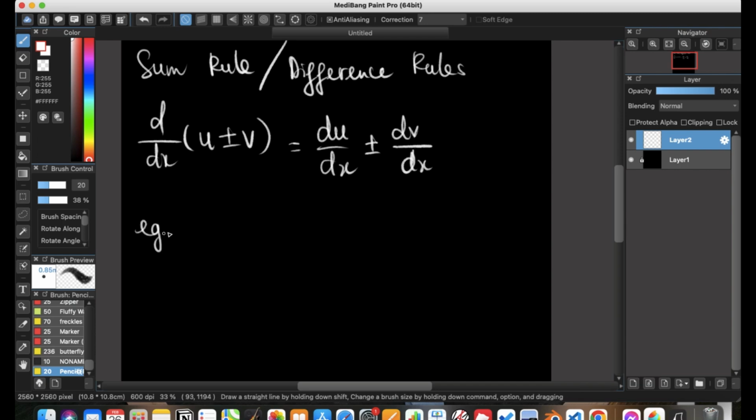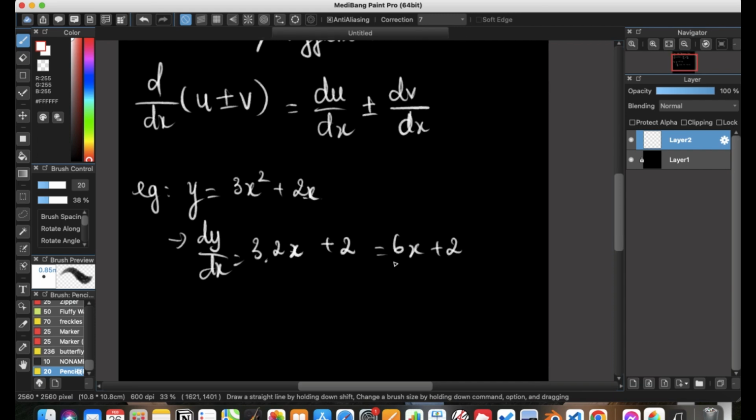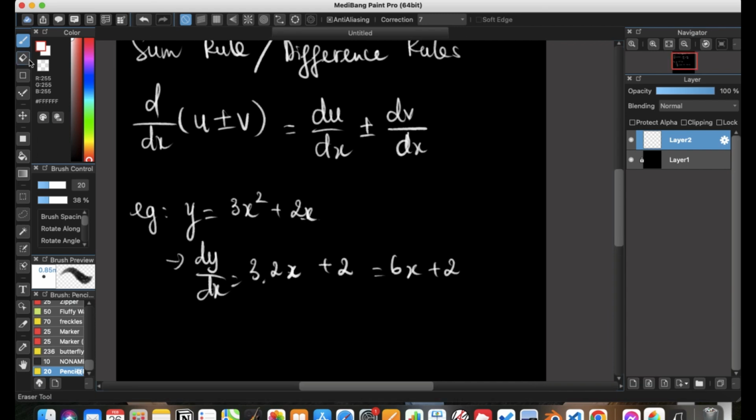So let's take an example. y equal to 3x squared plus 2x. And that's going to be really easy. We want to have dy over dx equal to 3 times 2x plus 2, which means 6x plus 2. Right? Easy, right? This is like the easiest part.